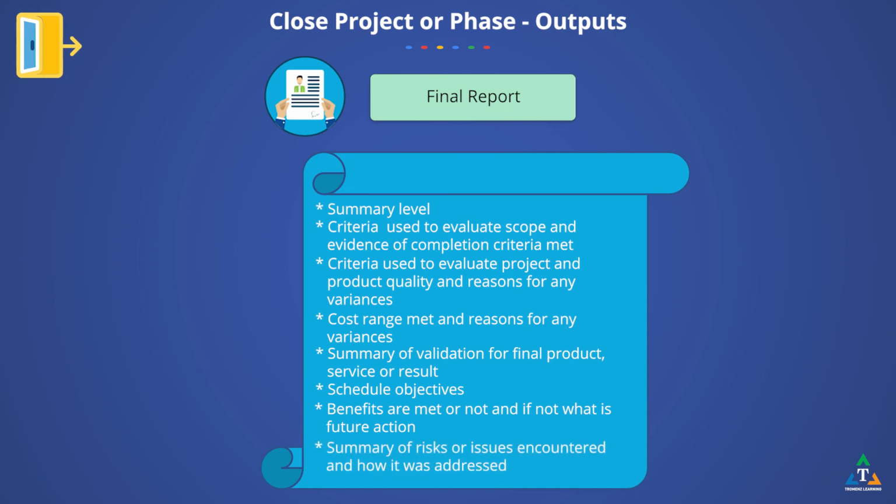Summary of how the final product, service, or result achieved the business needs identified in the business plan. If the business needs are not met at the close of the project, indicate the degree to which they were achieved and estimate for when the business needs will be met in the future. Summary of any risks or issues encountered on the project and how they were addressed.